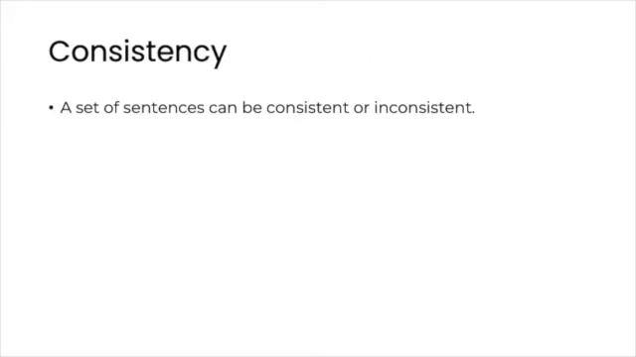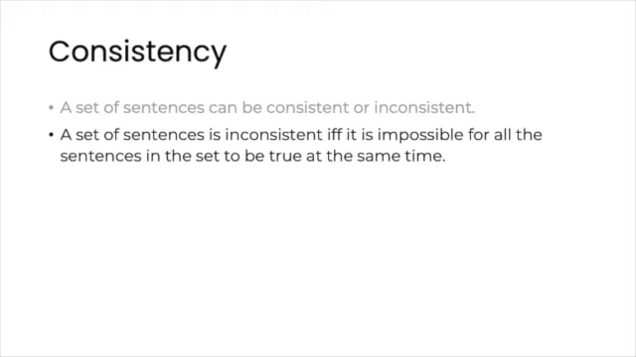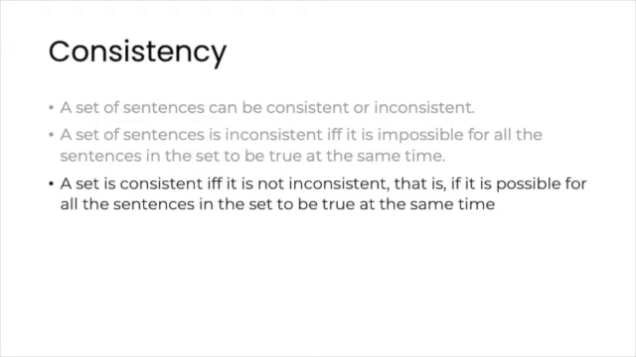So, a set of sentences can be consistent or inconsistent. It is inconsistent if and only if it is impossible for all the sentences in the set to be true at the same time. And it is consistent if and only if it is not inconsistent. That is, if it is possible for all the sentences in the set to be true at the same time.